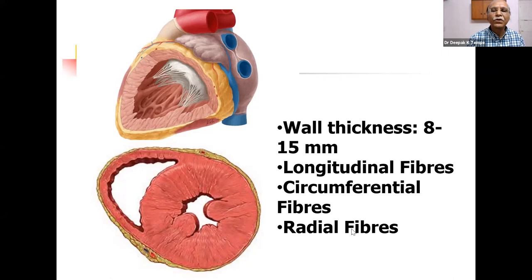When the ventricle contracts, the mitral annulus is pulled towards the apex of the left ventricle. That action is performed by the longitudinal fibers. And mind you, these are subendocardial, so they are the first ones to get involved.